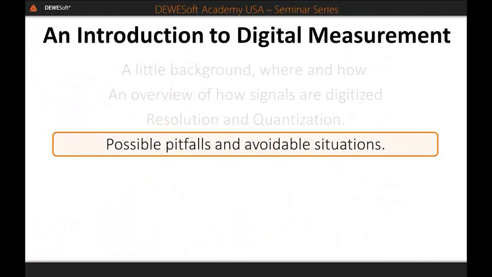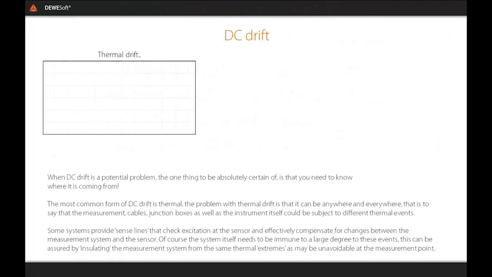Okay, enough about resolution, quantization and bit issues. Let's take a look at some of the most common, yet to a large degree avoidable, issues and pitfalls. Now, there are some things that simply can't be avoided. For example, if your testing is in the desert, there is a good chance that thermal effects are going to be seen virtually everywhere. So if you imagine your real signal looked like this based on some dynamic event, but there was also an ambient change in temperature during the course of your test, it could have resulted in a DC shift that looks something like this.